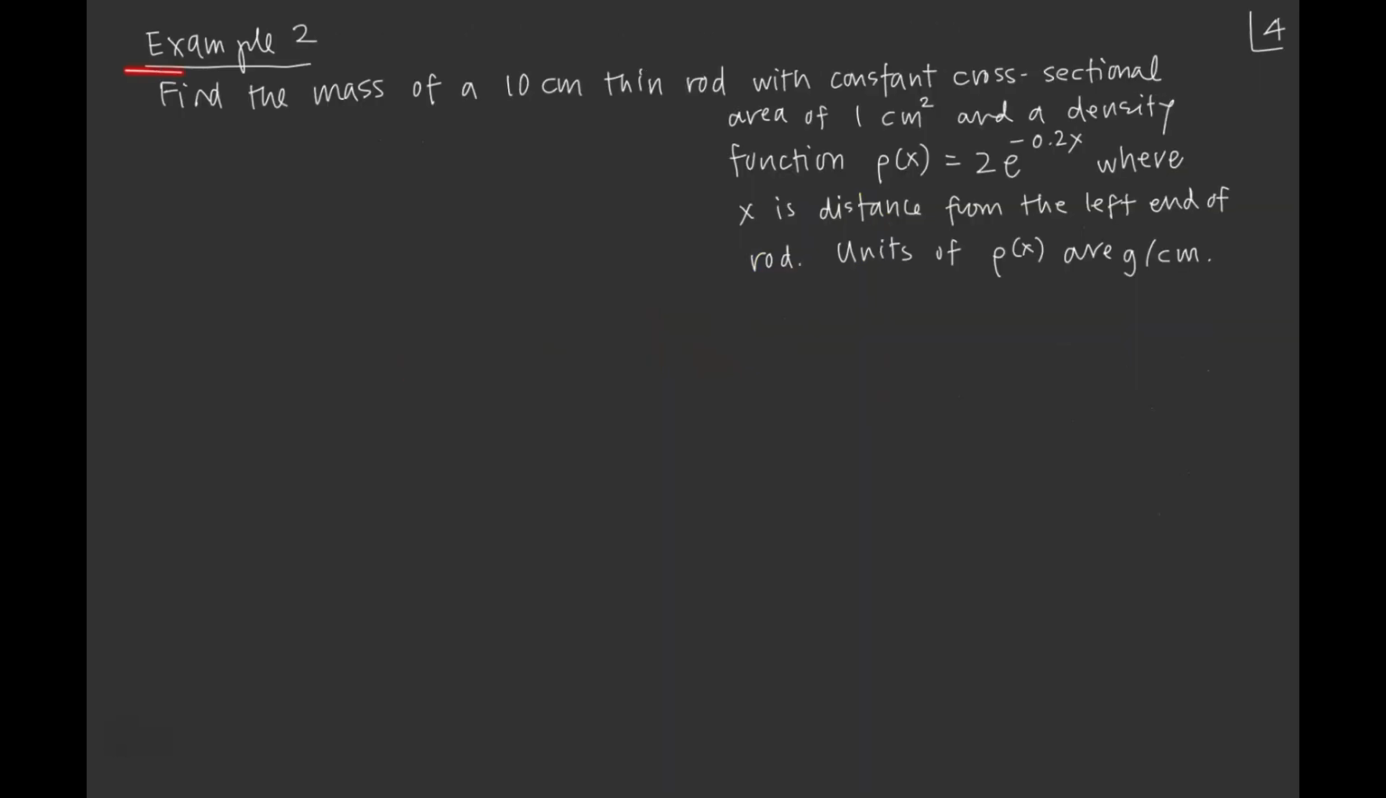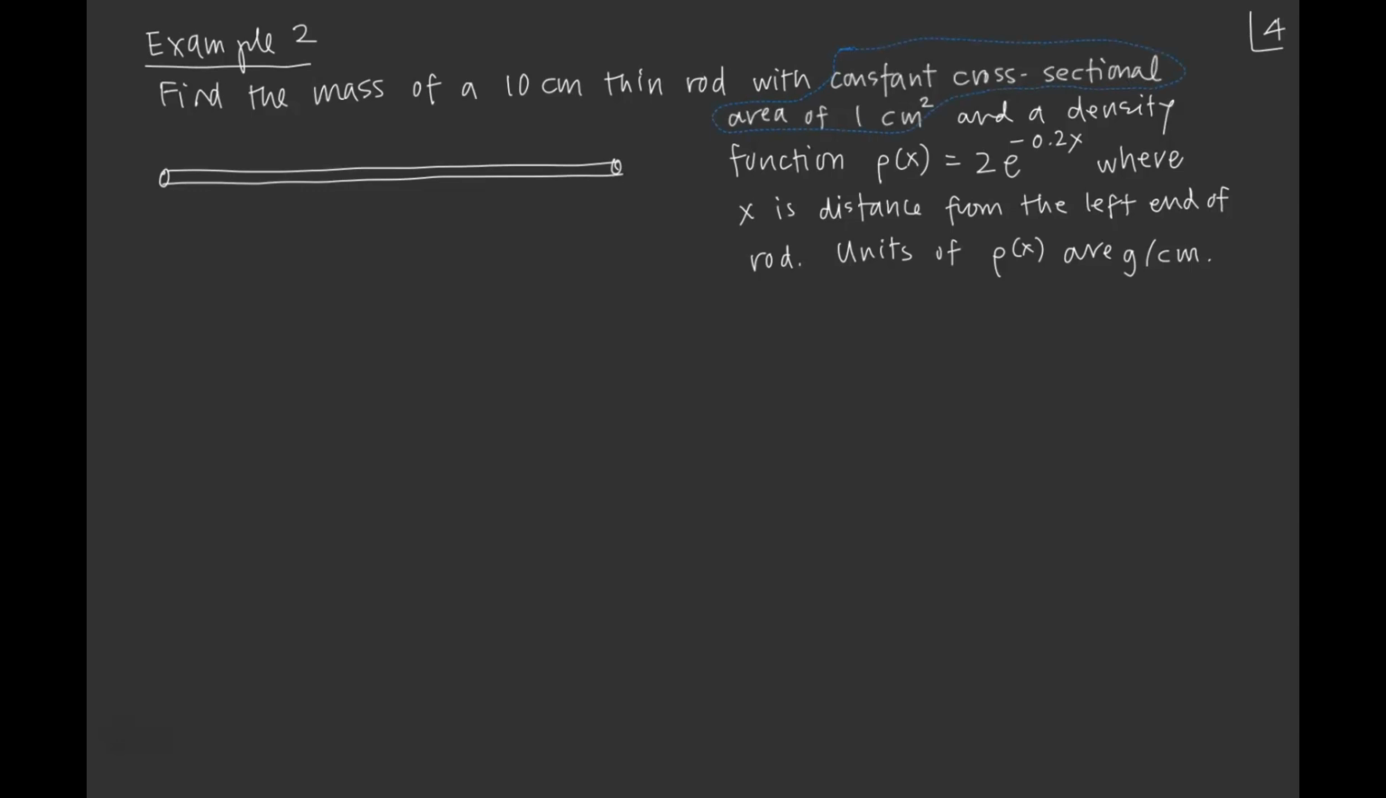Okay, so let's look at this example here. Find the mass of a 10 centimeter thin rod with constant cross-sectional area of 1 centimeter squared and a density function of rho of x equals 2e to the negative 0.2x, where x is distance from the left end of the rod and units of rho of x are grams per centimeter. Okay, so we're looking for a mass here, and we've got a thin rod, so let's draw what's happening here. We have a very thin rod and a constant cross-sectional area of 1 centimeter squared.